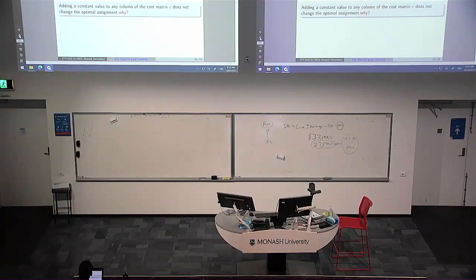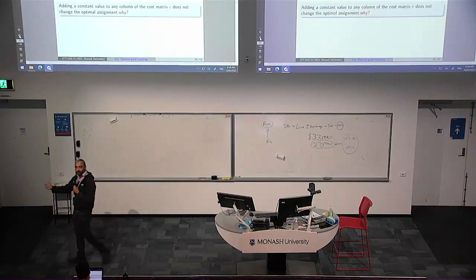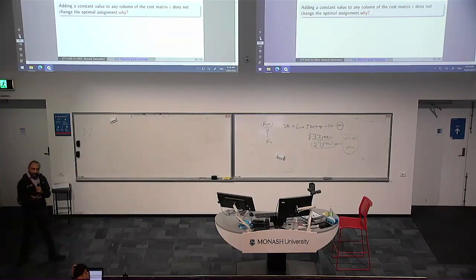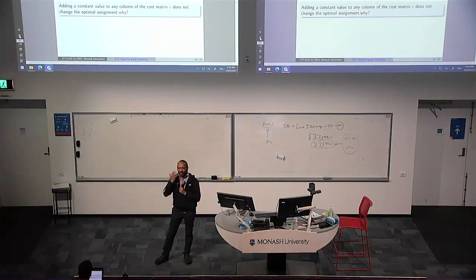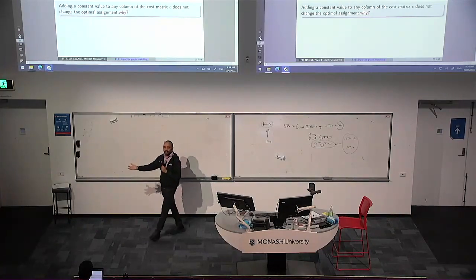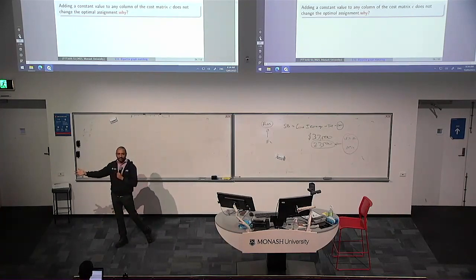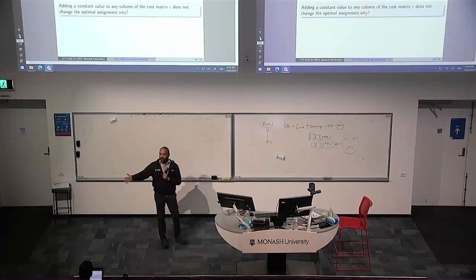What's observation 1? Adding a constant value to any row of the cost matrix C does not change the optimal assignment, does not change X. It might change the cost you end up getting, but it doesn't change the answer you would want to make. Does that make sense at all? Because if you add a constant across a row, everything has been monotonically, proportionately increased. The decision of which one is minimum would not change. If you added different terms, you would have a problem.